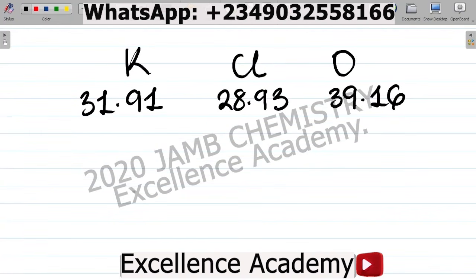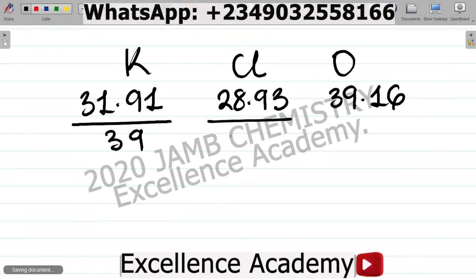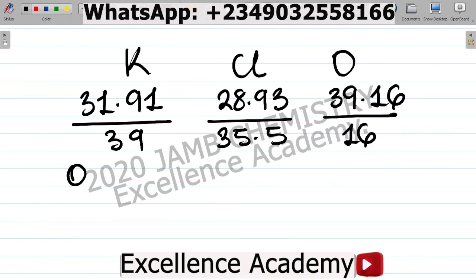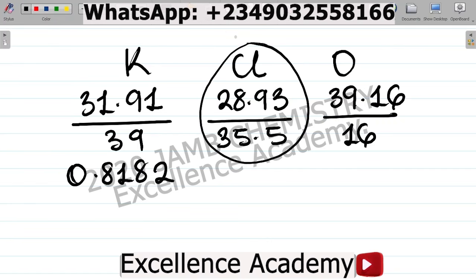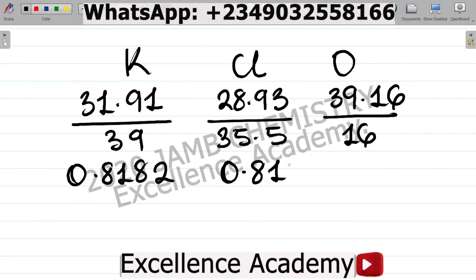So this becomes, divide this by 39, divide this here by 35.5, divide this here by 16. So I have this. If I divide this value here, if you punch this, your value gives you 0.8182. This second value here, if you divide this, your value gives you 0.815. This value here, if you punch this, divide this, you'd have your value as 2.448. So this is your next task here.